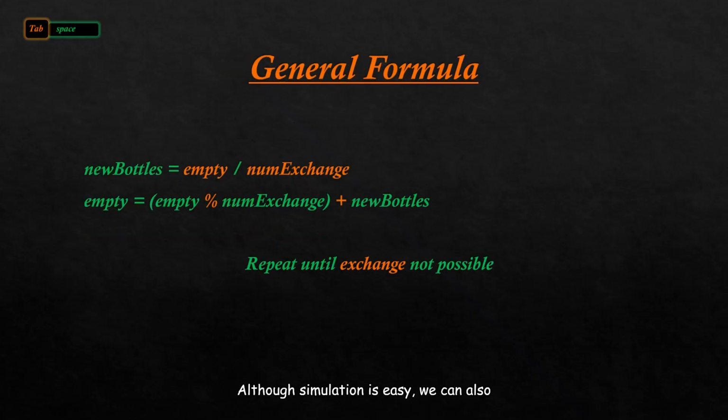Although simulation is easy, we can also think of it in terms of a general formula. At each step, the number of new bottles is equal to the number of empties divided by the exchange rate. The new count of empties is the remainder plus the new bottles just consumed. This formula repeats until exchanges can no longer be made. It's another way of understanding the cycle mathematically.